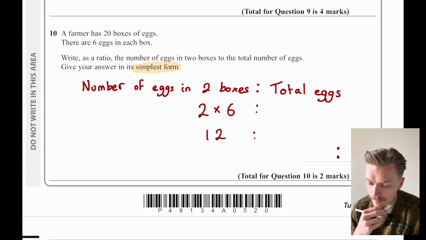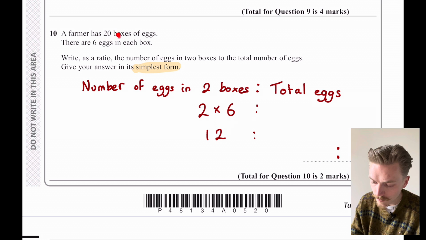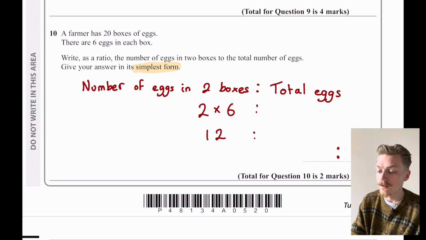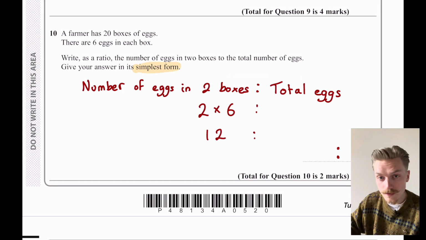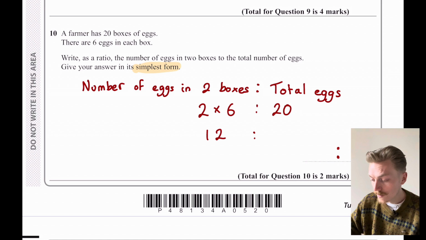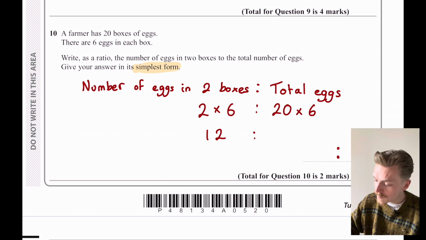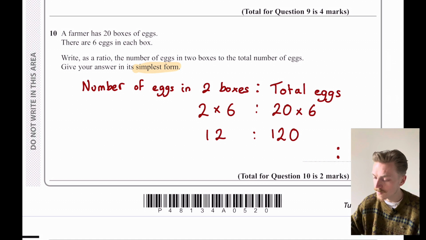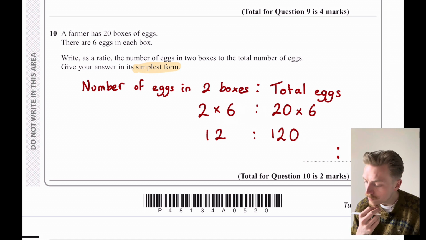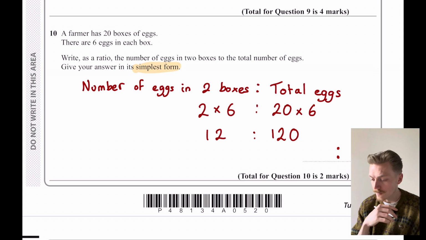Okay. And then the total amount of eggs. Well, the farmer's got 20 boxes. So in total, we've got 20 boxes of eggs, which is 20 lots of 6, because there's 6 in each box. 2 times 6 is 12. Stick a 0 on because it's 20 times 6, not 12 times 6. So I've got 12 to 120.